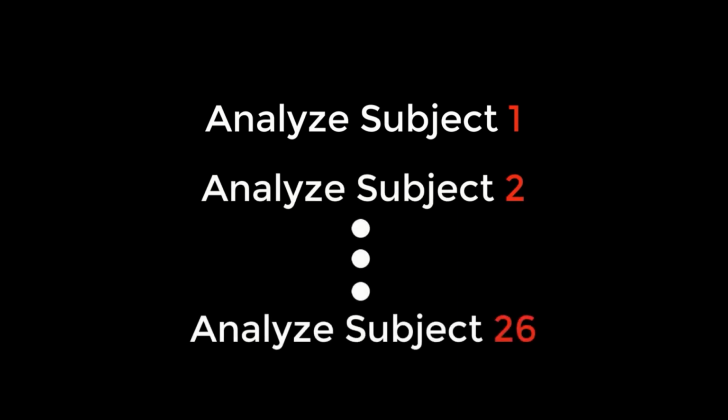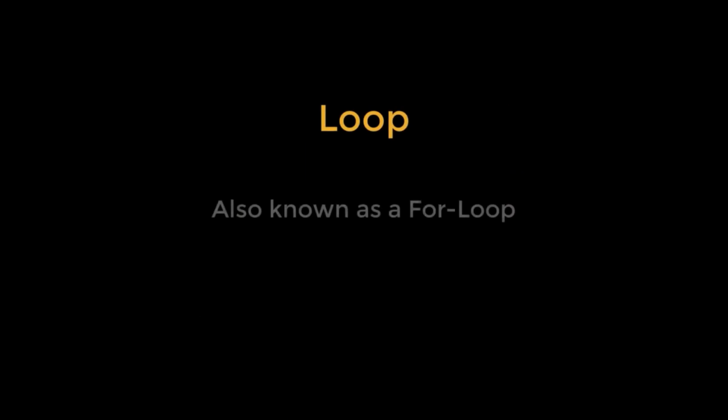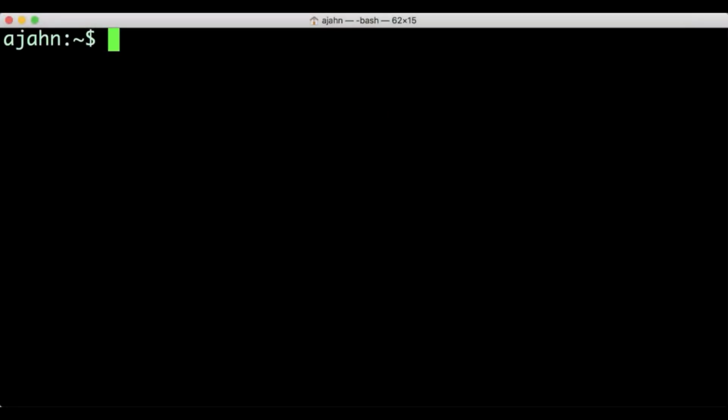When you start doing neuroimaging analysis, at some point you'll be using the same commands to analyze each subject, with only a slight alteration between each command. To save time, we will use something called a loop, also known as a for loop. Let's illustrate this with a simple example.